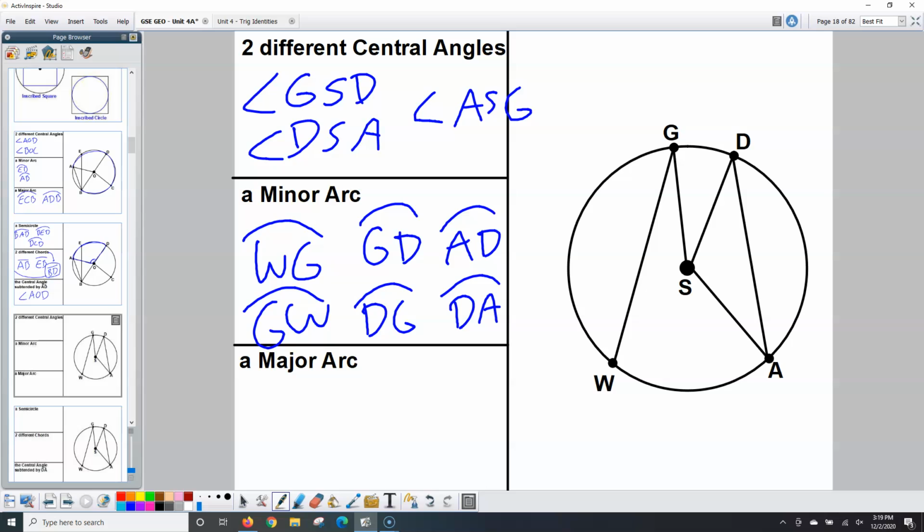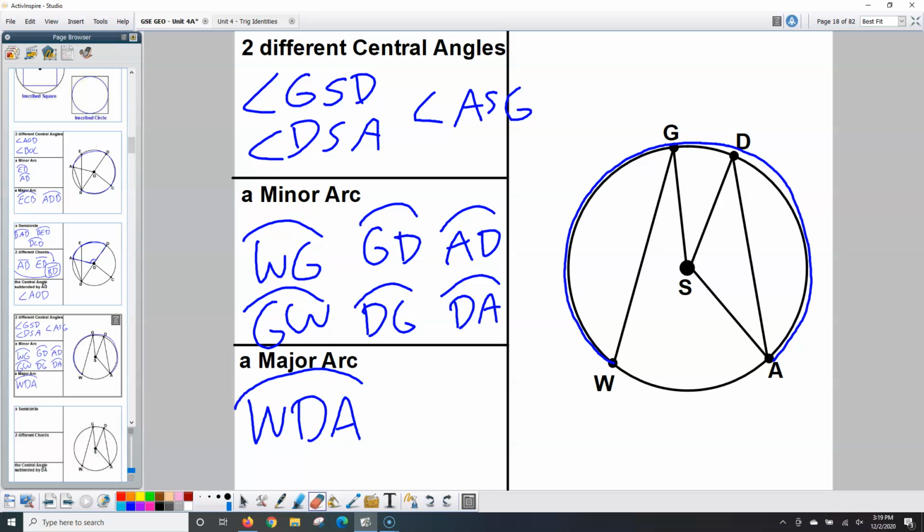When I come down to the bottom and I'm dealing with major arcs, I have to use three letters. And this one, I want to be certain that it's bigger than half. So I'm going to say WDA. That is definitely bigger than half. Notice I'm going in order of what I'm writing them. So I started at W, I found D and then A, and went in that order. Another major arc, how about WAG?